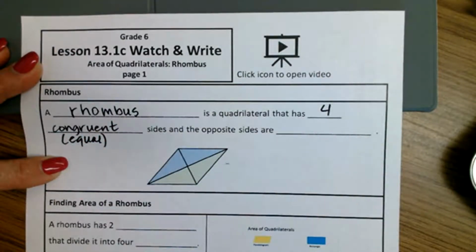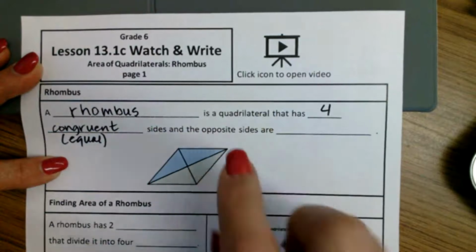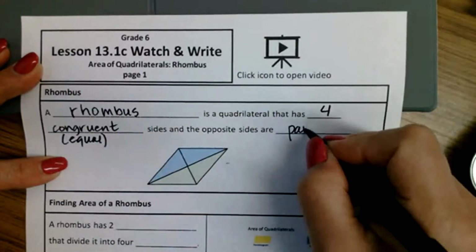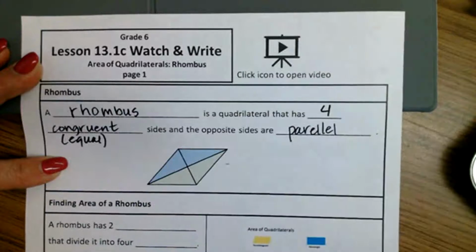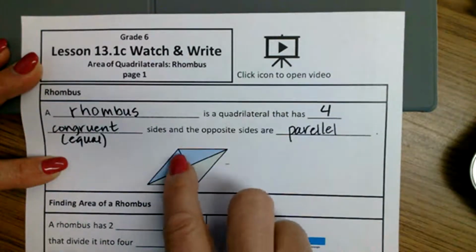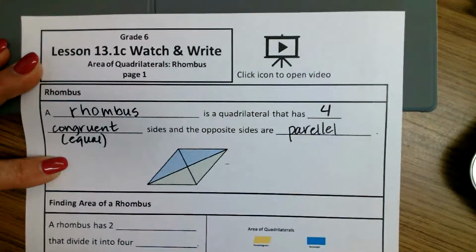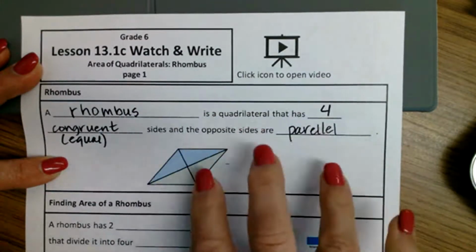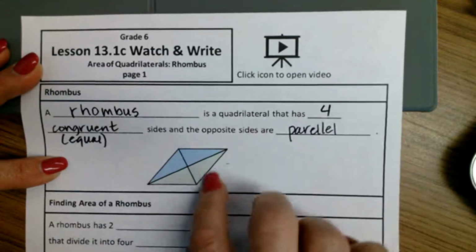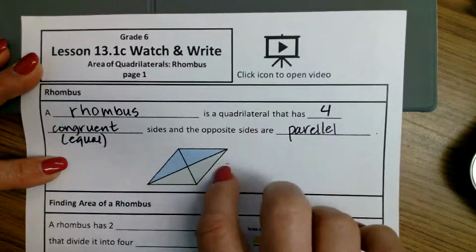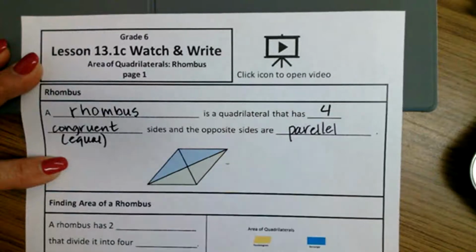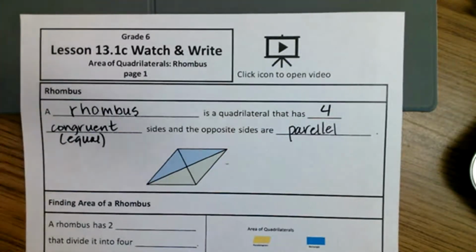Well, squares have 4 congruent sides as well. The difference between a square and a rhombus is that the rhombus has opposite sides that are parallel. In a square, they have 90-degree corners, but in a rhombus, the corners are not 90 degrees. But everything else is a lot like a square: 4 equal sides, and opposite sides are parallel, but no 90-degree angles in the corners, okay? So it's kind of like a square, only tilted, okay?